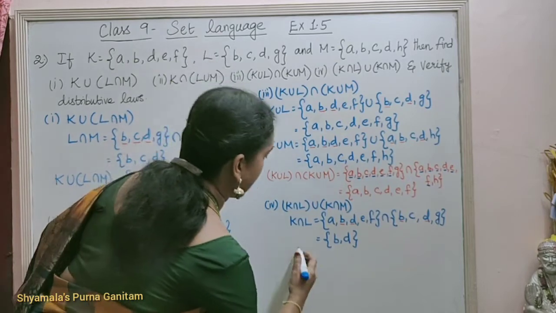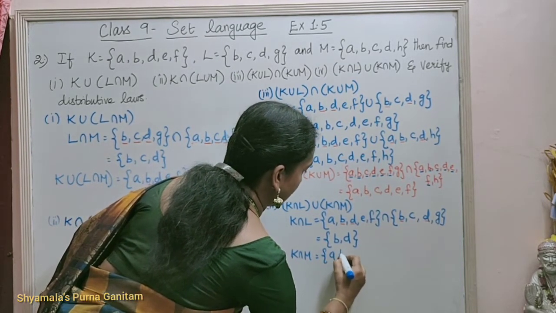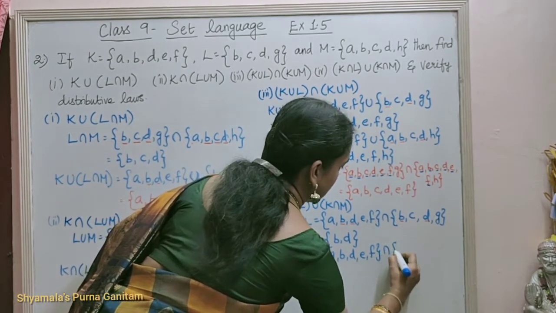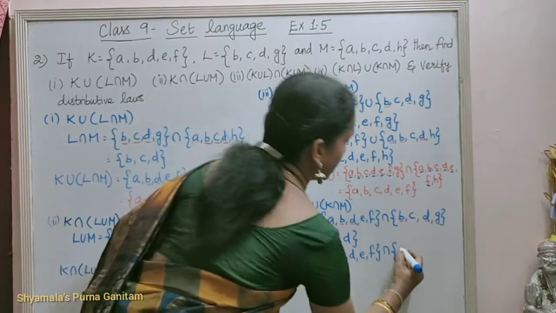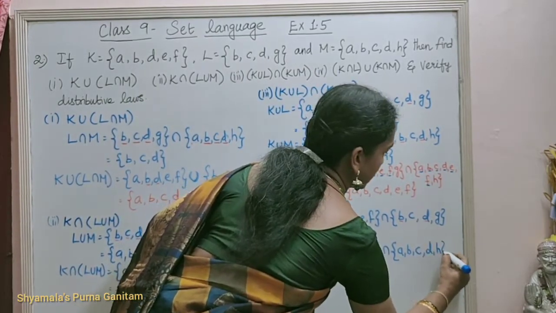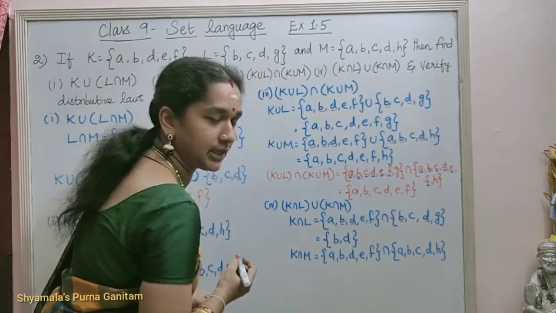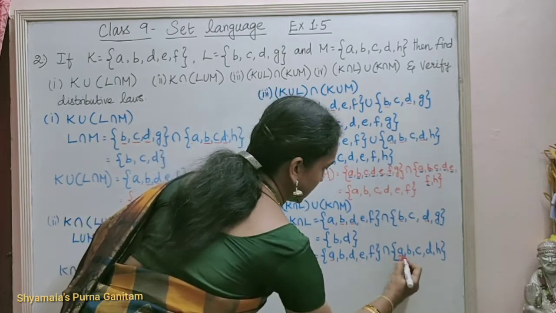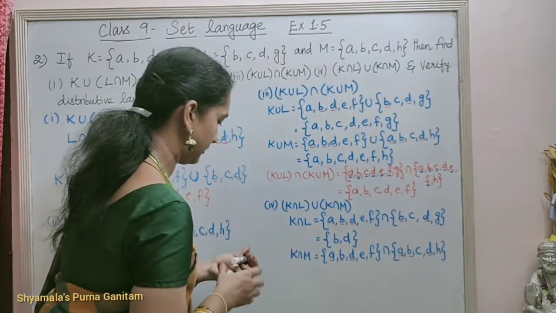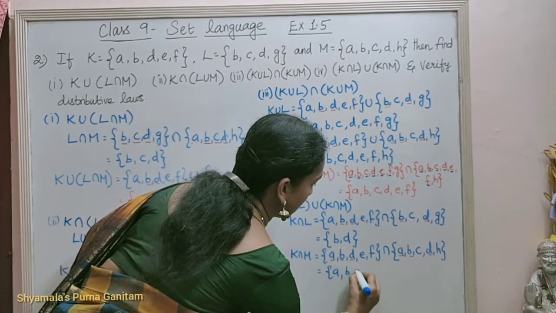Now K intersection M. So elements of K are A, B, D, E, F. Intersection. Elements of M are A, B, C, D and H. So the common elements between these two sets, since it is intersection, are A, B, D. So this is equal to A, B, D.